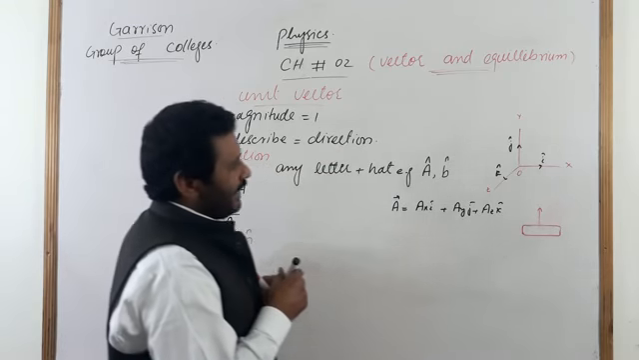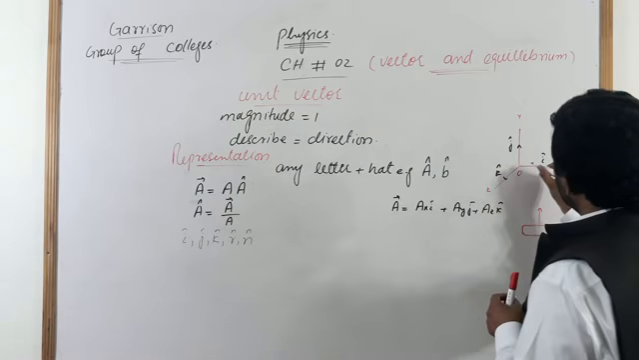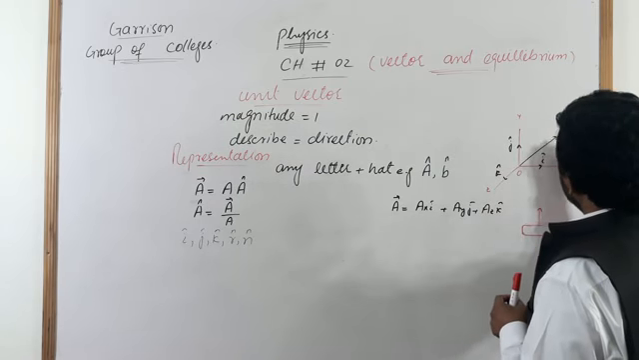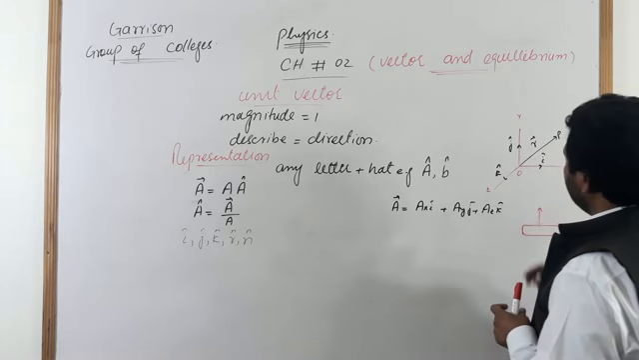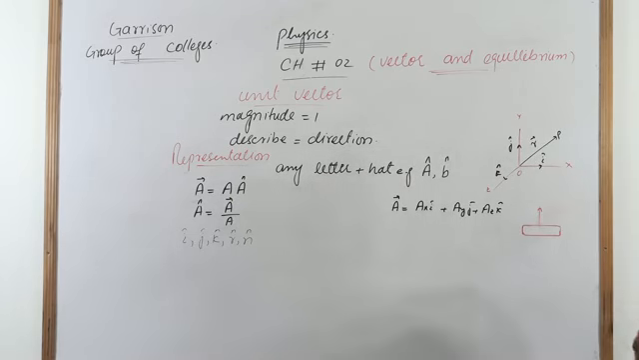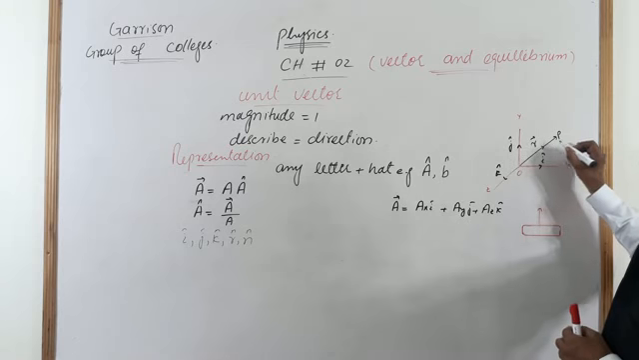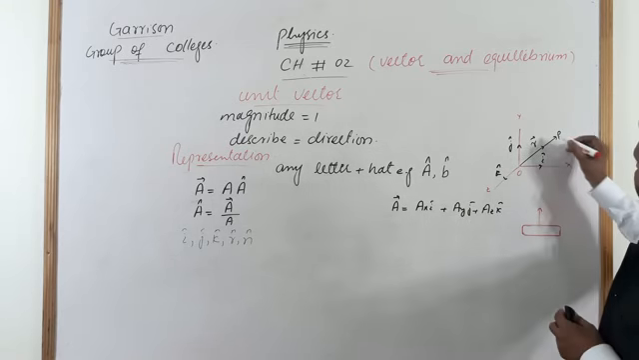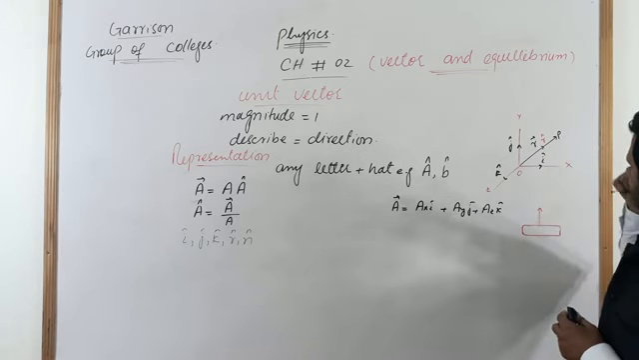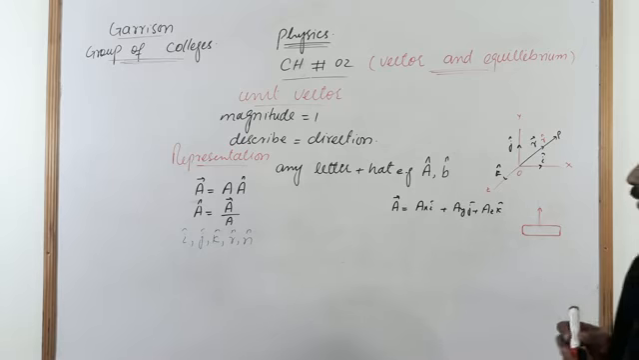R unit vector represents the direction of a position vector. For example, in a 3-dimensional coordinate system, this R is a position vector represented by line OP. Now we want to describe the direction of this position vector, means vector R. We will use the R unit vector. This R unit vector is the direction for the position vector.